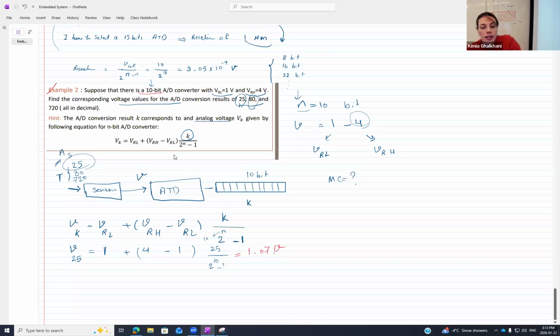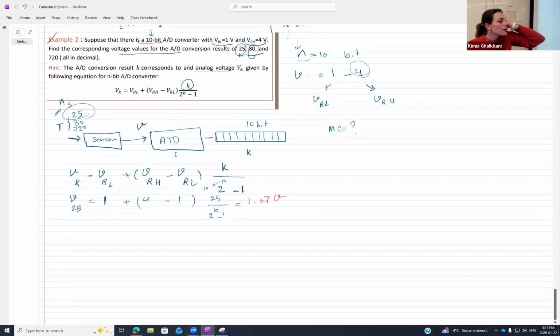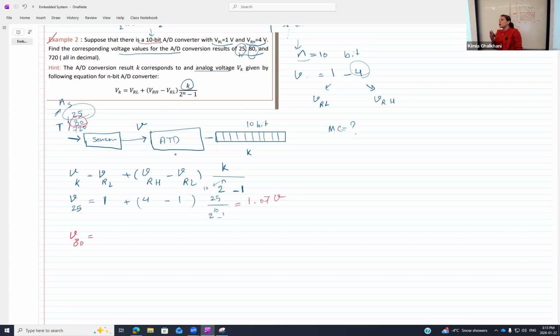Daniel is asking, what if it is a different temperature? I already have another example, so I'm going to look at 80. If it is 80, that's a different temperature. I'm looking for what would be the voltage equivalent of this temperature inside the microcontroller. That's the problem to solve, okay?